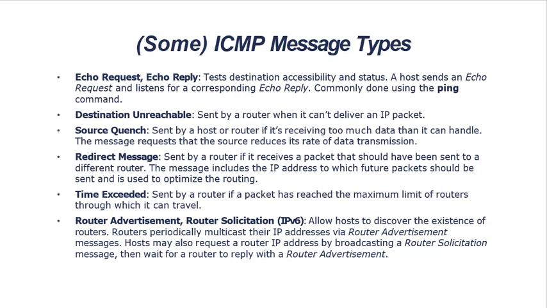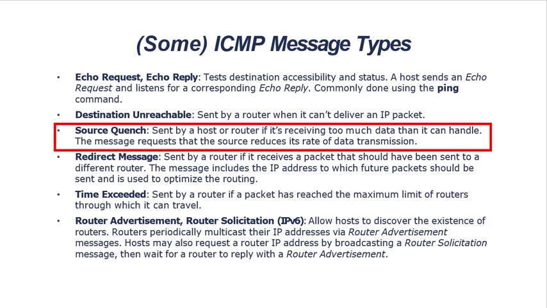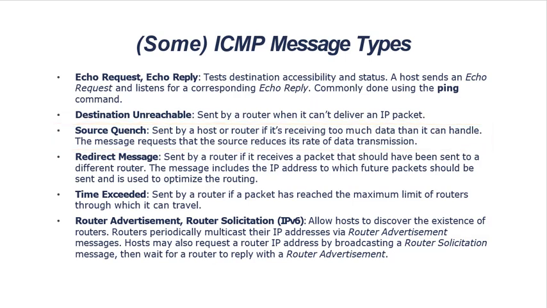The next message type is called a source quench. So this occurs when the host, meaning the destination, or a router along the path to the destination, is overwhelmed, if it's receiving more data than it can handle. It can send what is called the source quench back to the source, asking them to reduce the rate of their data transmission. In other words, asking them to slow down. So that is the source quench.